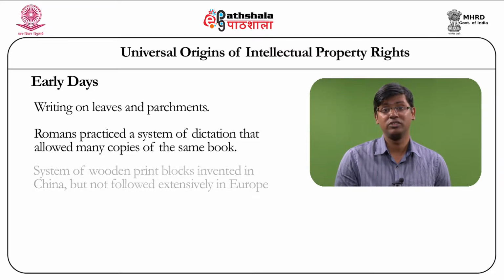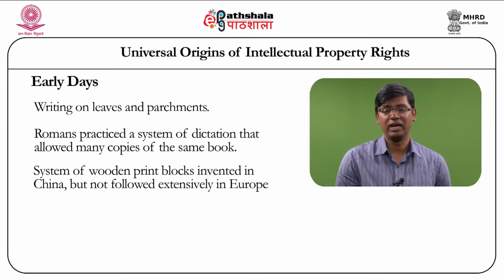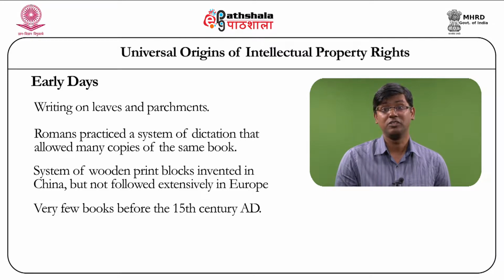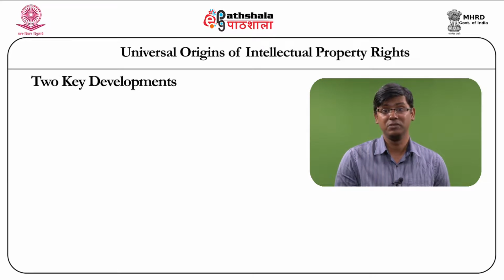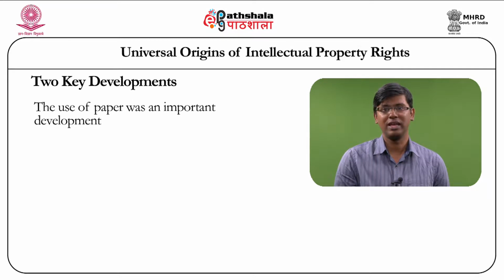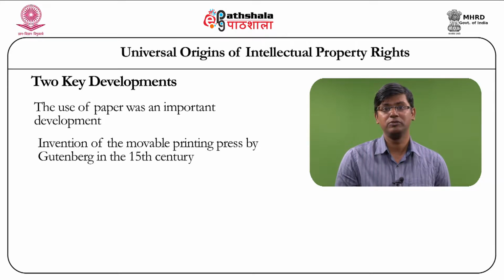Subsequently, you had a system of wooden print blocks that were invented in China, but was largely unused in Europe until the 15th century, when there were certain breakthroughs in the technology. We had two specific developments in the 15th century. One is the use of paper, which was an important step towards developing the publishing of works. Secondly was the invention of the movable printing press by Gutenberg, which allowed printers to make several copies of literature.